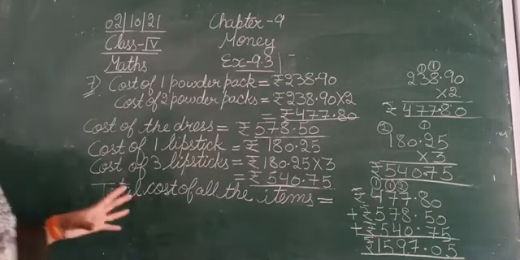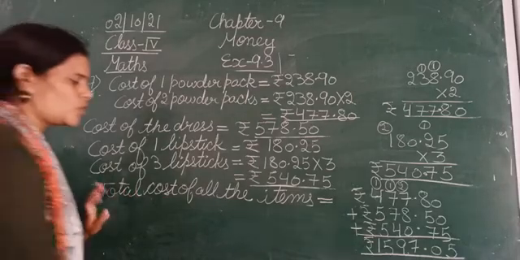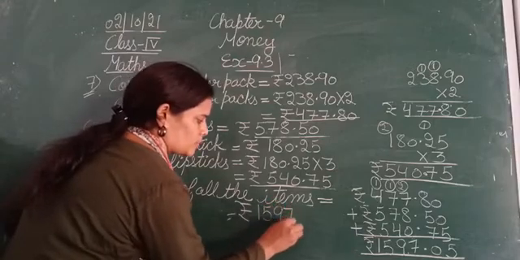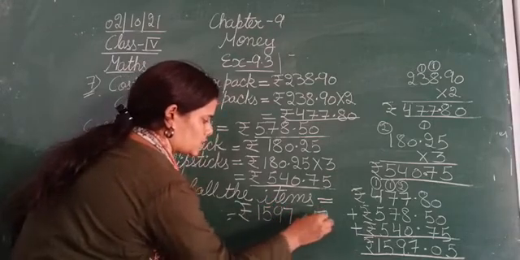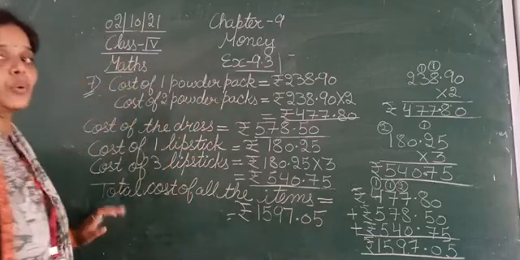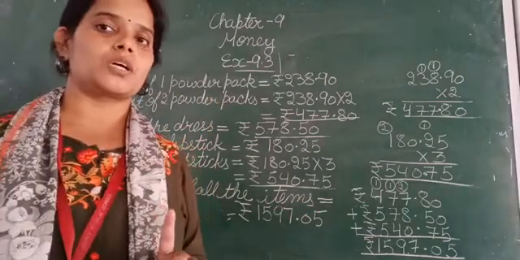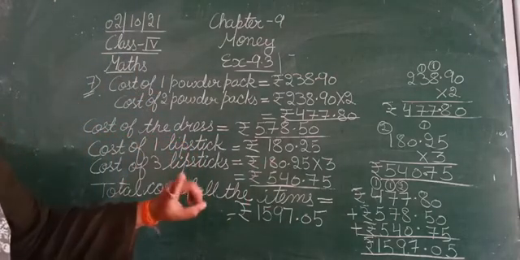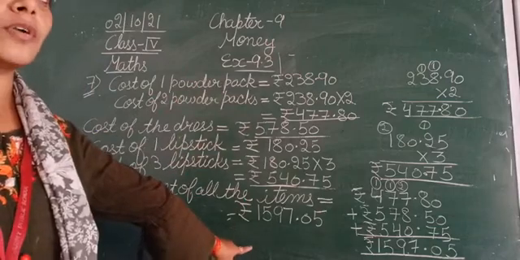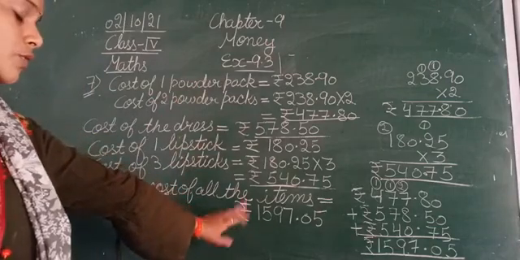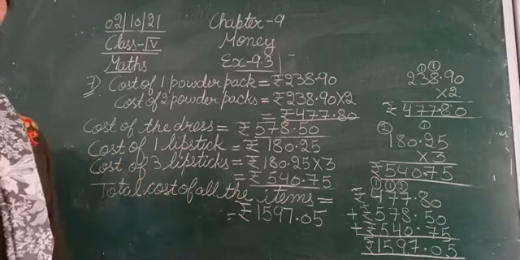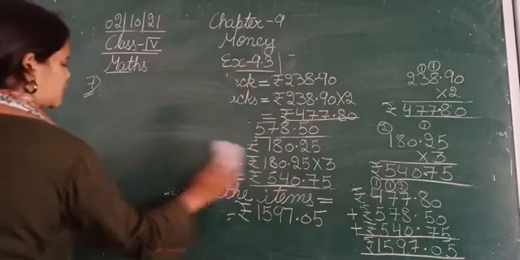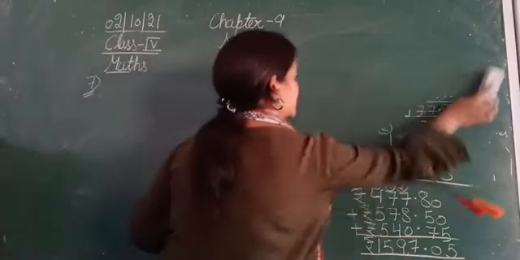The cost is 1597 rupees and 5 paisa. This is the amount that she needs to pay, but she is having only 1000 rupees with her. So how much more money did she need to pay her bill? We can calculate that by subtracting the 1000 rupees from the total amount of the bill.